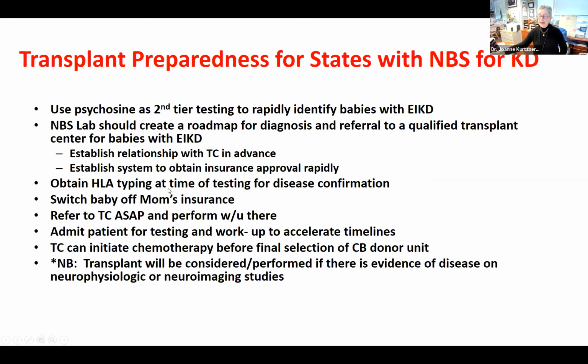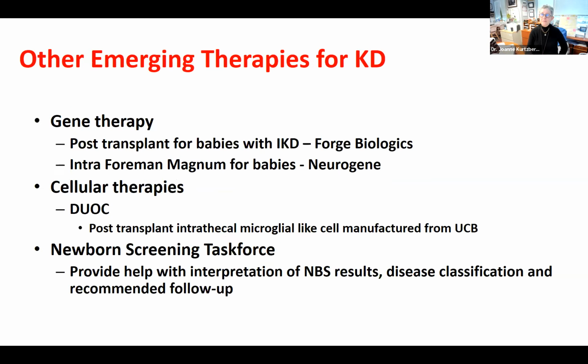You can get HLA typing at the same time you send studies for disease confirmation. And you can admit the child for testing and workup to accelerate timelines. The transplant center can actually initiate chemotherapy before final selection of a cord blood unit, as long as they know there are possibilities and confirmatory testing is pending. And again, transplant won't be done unless there are signs of active disease, either by neurophysiologic or neuroimaging studies.